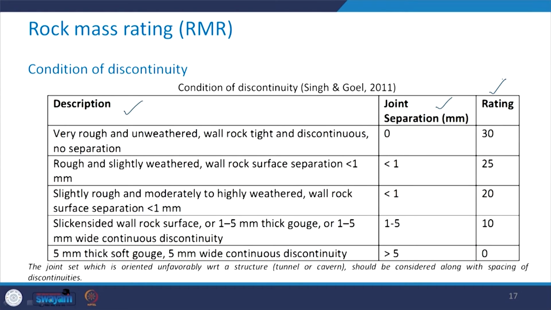See, the first column gives the description, the second one deals with the joint separation and the third one finally assigns the corresponding rating. In case you have very rough and unweathered wall rock, tight and discontinuous, and there is no separation, meaning it is 0, the rating is 30. Then rough and slightly weathered wall rock, separation is not 0 but less than 1 millimeter, then the rating reduces, which becomes 25. So, based upon the parameters which I just mentioned to you, you can refer to this table and assign the rating. Take a look here: 5 millimeter thick soft gouge, if this is the situation, then the rating is 0.